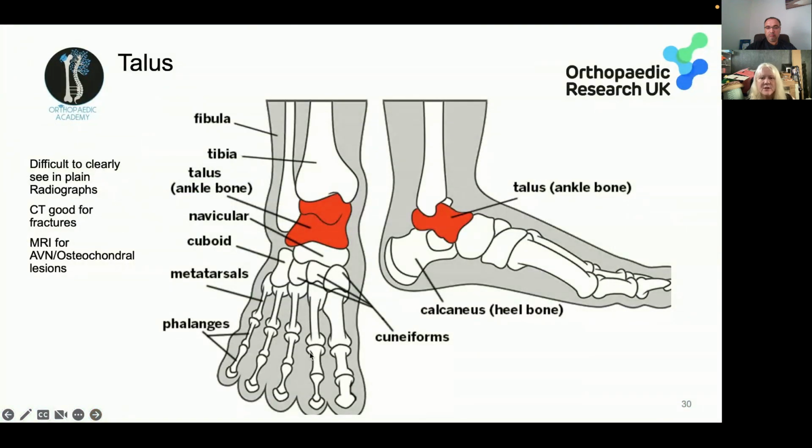Right. Now, the talus is a complicated bone. It's difficult to see clearly in plain x-rays. CT is good for fractures. An MRI scan is good if you're looking for something else like avascular necrosis or osteochondral lesions. So it sits in here and it sits in there, and it's got 3 joints. It's got the tibio-talar joint, which is one. It's got the subtalar joint, which is the joint between the talus and the calcaneus. And it's got the talonavicular joint, which is the joint between the talus and the navicular. If you remember, the navicular is the rectangle, and the cuboid is on the lateral side, and that's the cube one. And we'll look at that in a sec.